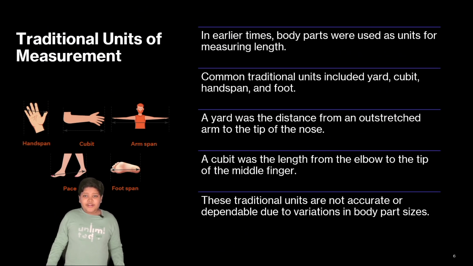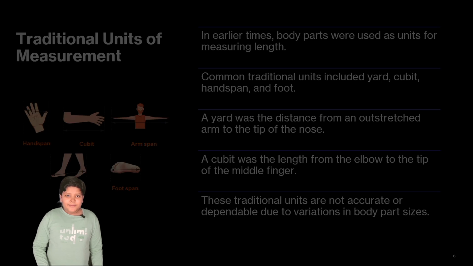Historically, people used readily available tools for measurement, like their own bodies. Units like the yard, cubit, and handspan were common. However, as you can imagine, everybody's arm length or foot size is different, making these units inconsistent and unreliable for precise measurement. As you can see, there are a few on screen.